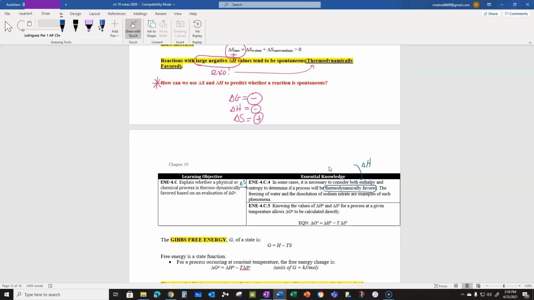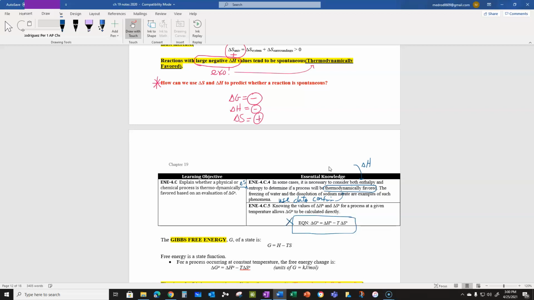So if they give you the H and the S values, you have to use the data to confirm if it's thermodynamically favored. Like the freezing of water and the dissolution of sodium nitrate are examples of that phenomenon. Just like in chapter 5, where you did the equation Q equals MC delta T, and I think it was potassium nitrate dissolved in water, and the dissociation was exothermic because the temperature went up, and that means your Q was negative. Same thing. Knowing the values of H and S, we now can tie it all together in an equation.